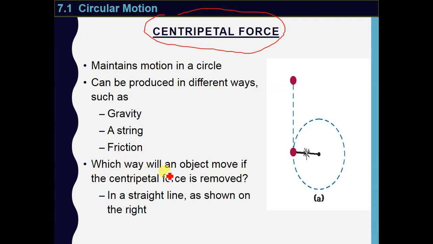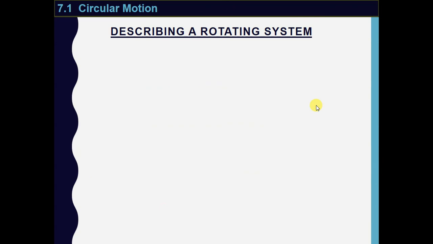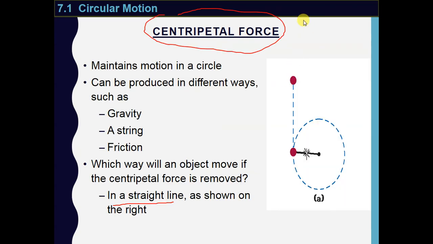Which way will an object move if centripetal force is removed? As we said, in a straight line, as shown to the right. Okay, so this is everything for today.